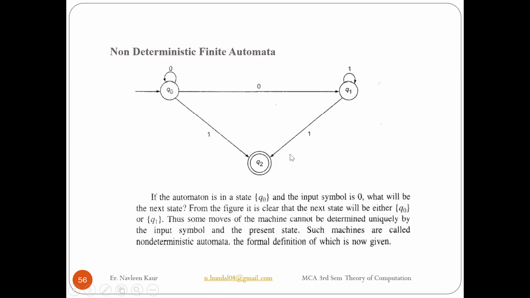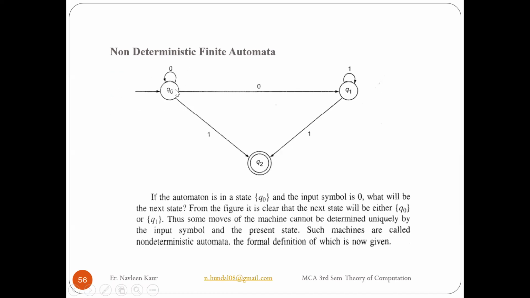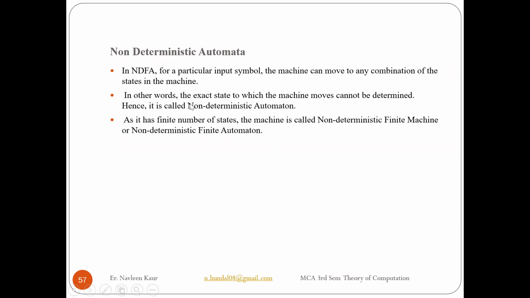So if we have 3 states, from Q0 it can move to any states. It can move to Q0, it can move to this, it can move to this, and so on. So in other words, this is the right definition actually, which is making your doubts clear: the exact state to which the machine moves cannot be determined. You are not able to determine what will be the next state.